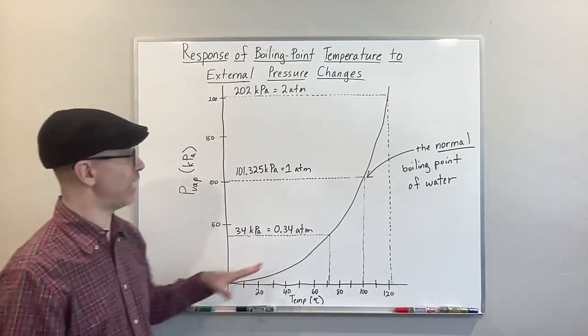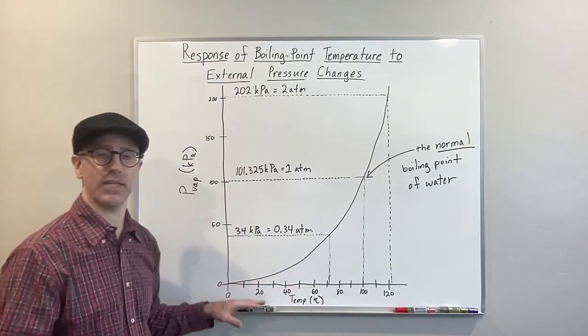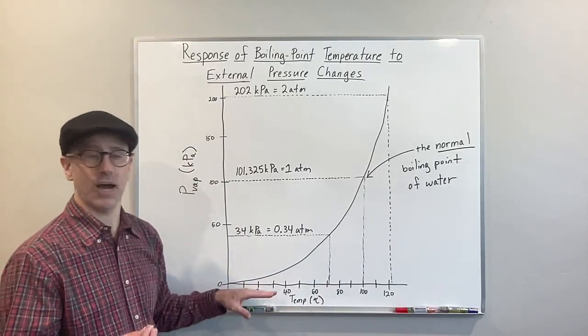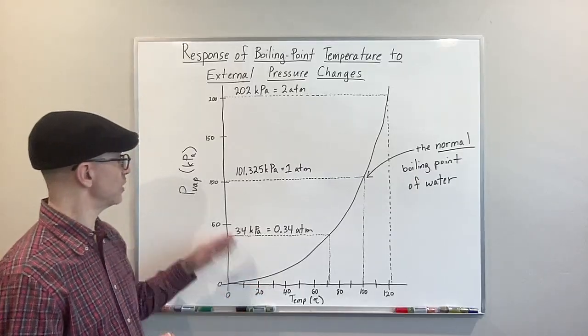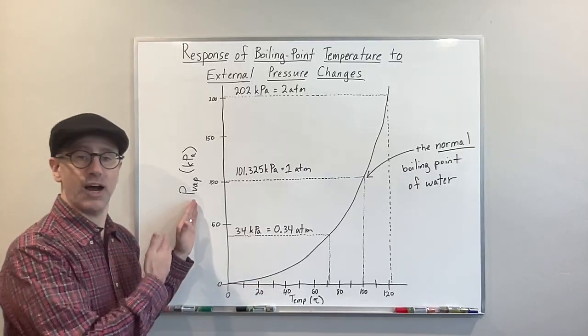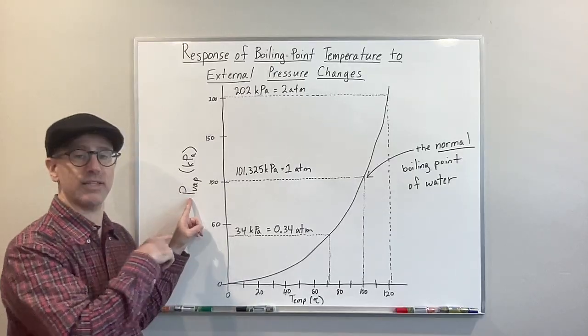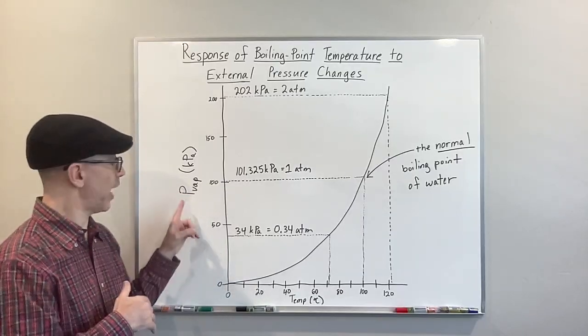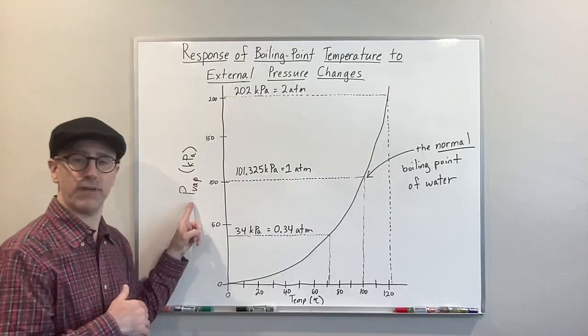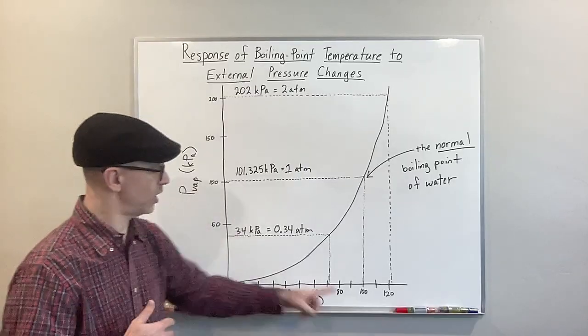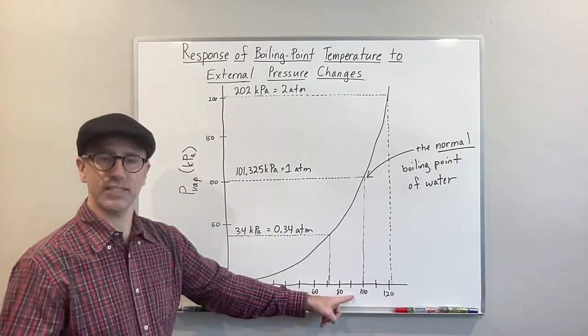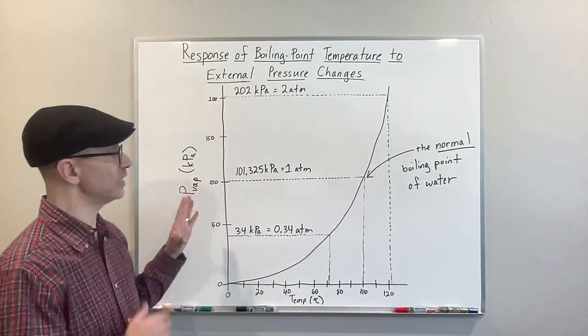So here's a nice graph to show you the relationship between the boiling temperature that you would need versus the vapor pressure that's tied to that boiling pressure. Changing the external pressure requires a different vapor pressure, which is associated with a different temperature, right? So I hope this helps.